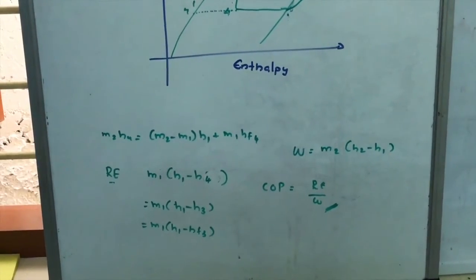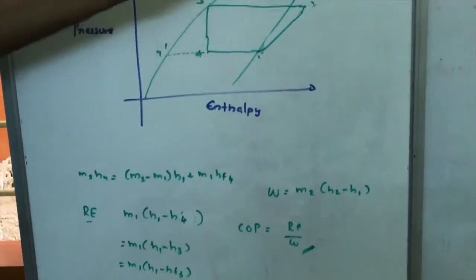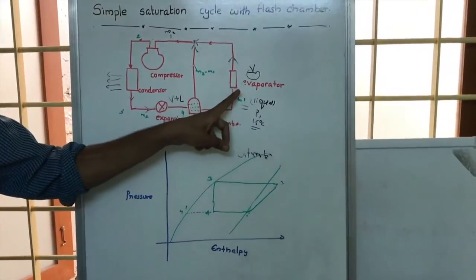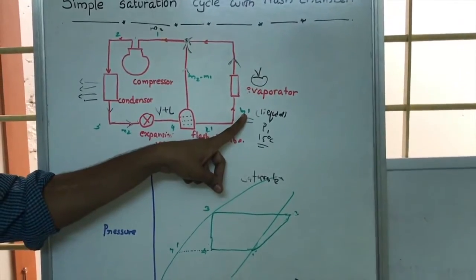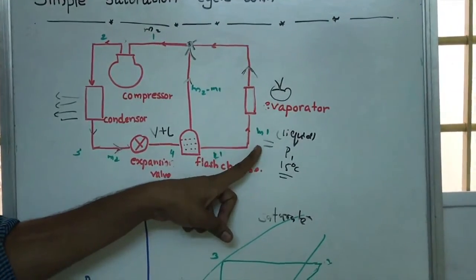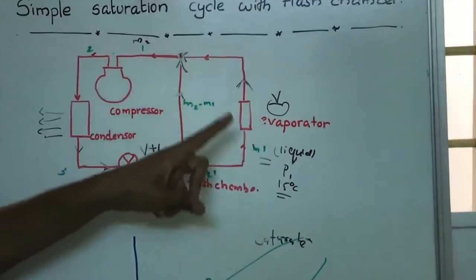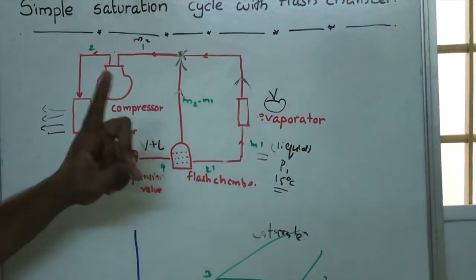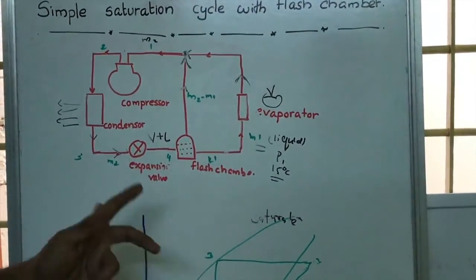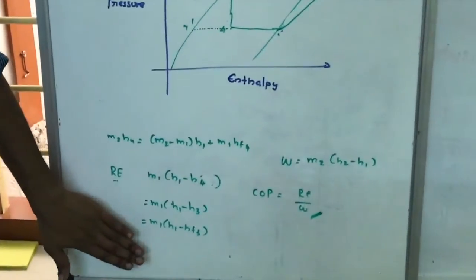Now refrigerating effect. Refrigerating effect means the heat that this particular system is able to extract. So extraction takes place in the evaporator. In the evaporator, M1 is the mass passing through. We have already said that of the M2 coming here, only M1 passes through this evaporator. And the enthalpy change in this evaporator is H1 minus HF4 dash for 1 kilogram. So for M1 kilogram, M1 into H1 minus HF4 dash. That is the refrigerating effect.